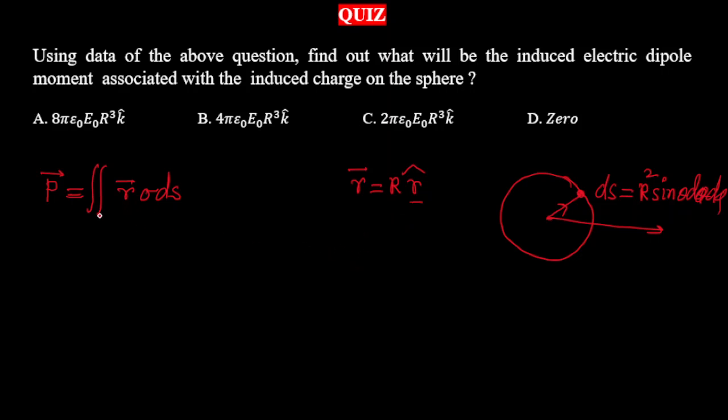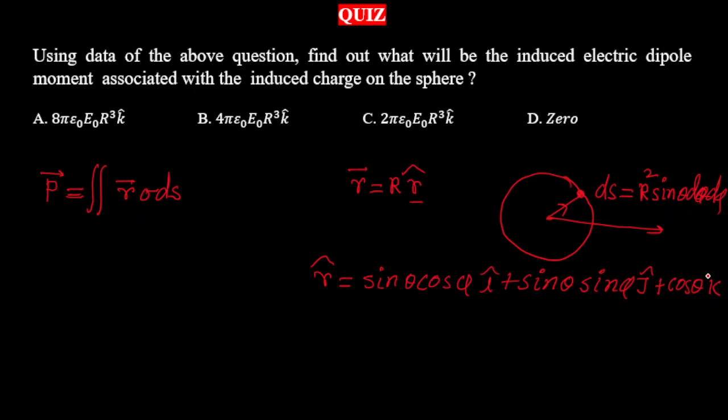If you are using this definition to calculate the dipole moment, you have to write this r cap in terms of theta and phi. So what will be this r cap in terms of theta and phi? It will be sine theta cos phi i cap plus sine theta sine phi j cap plus cos theta k cap. So this will be r cap.